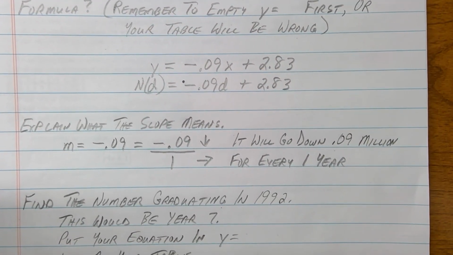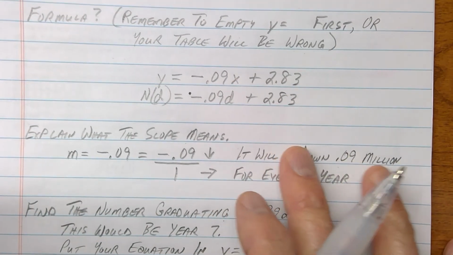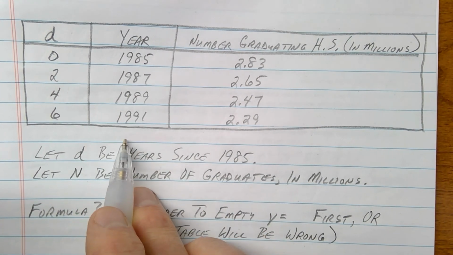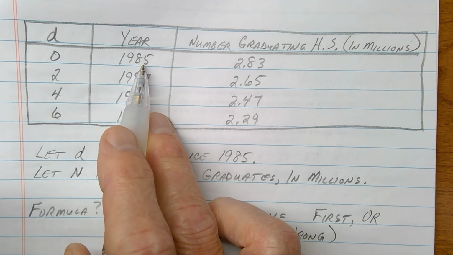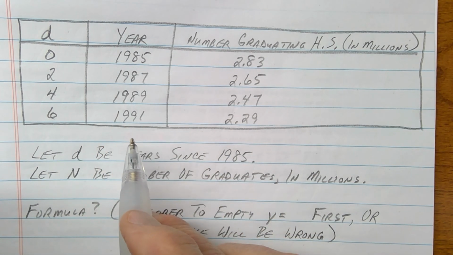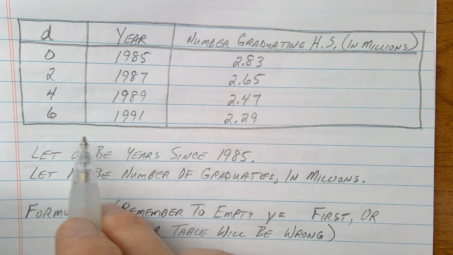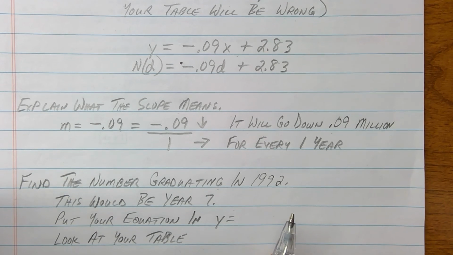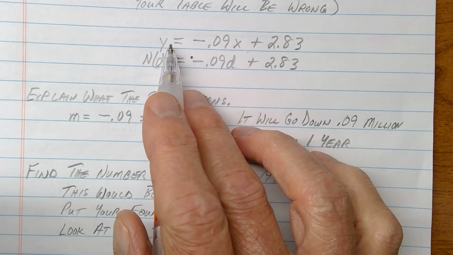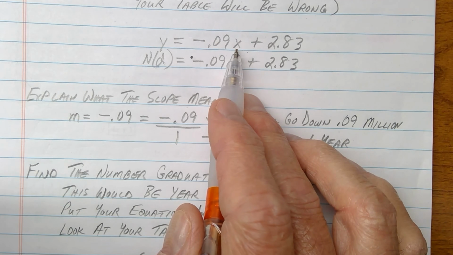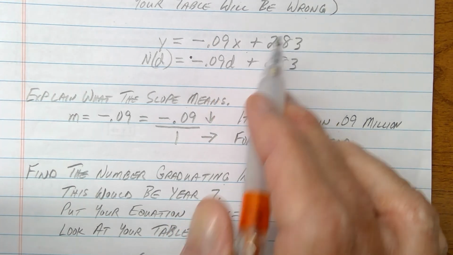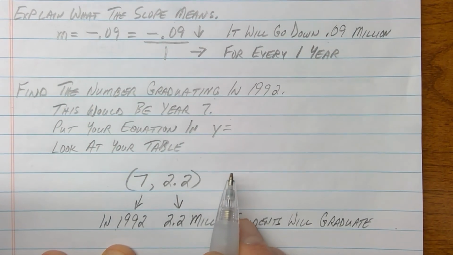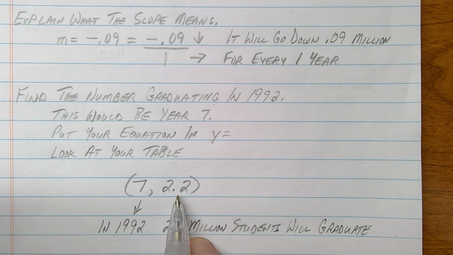Let's find out the number graduating in 1992. All right, remember our table just went to 1991, so we want the next year. That would be year 7, the years since 1985. So you can subtract if you want to. 1992 minus 1985 is year 7. We need to put this into our calculator. All right, so put your equation into y equals, put y equals negative 0.09x plus 2.83. All right, set up your table and go look at your table and scroll down to year 7. So in year 7, you should see the y value of 2.2.